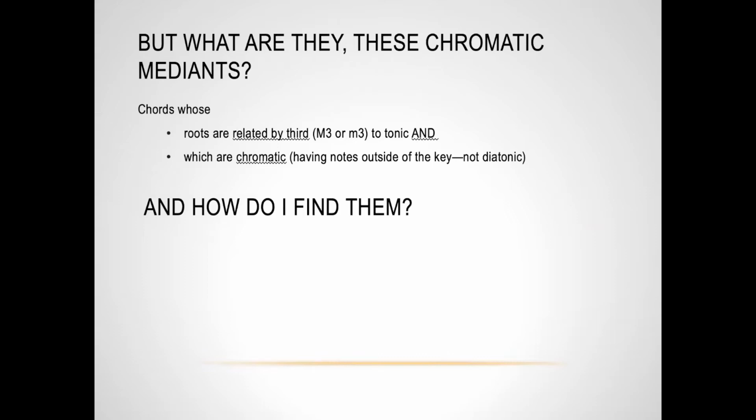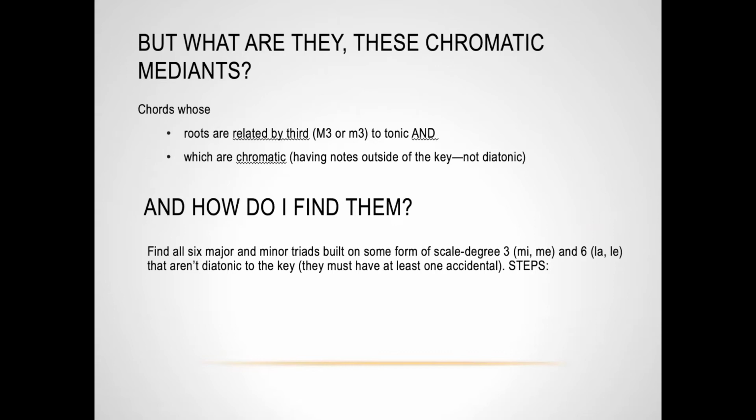Okay, how do you find them? Here's what I like to do. I find all 6 major and minor triads built on some form of scale degree 3, either mi or me, thinking in solfege, and 6, la or lay, thinking in solfege. And they must not be diatonic to the key. So like in a major key, it's not going to be a little 3 chord or a little 6 chord, because those are already the diatonic mediant chords in the key.